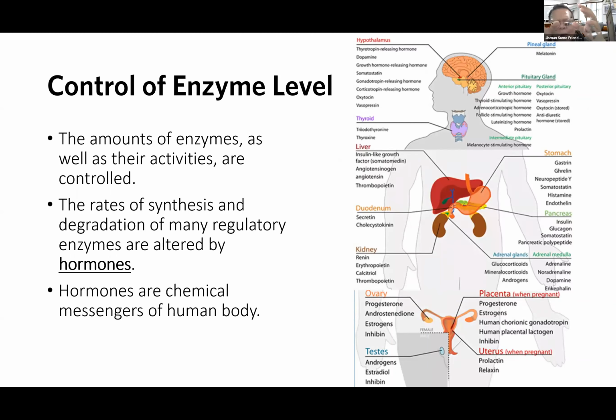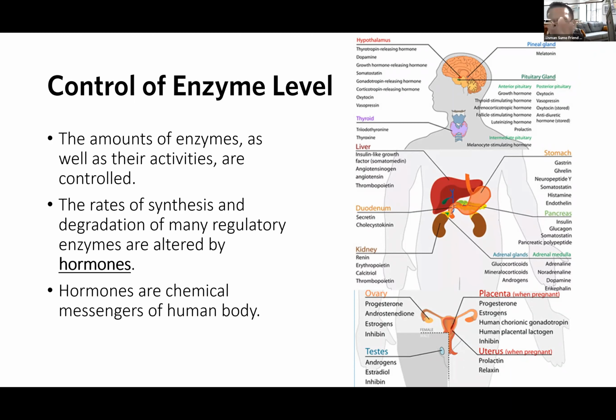Now let us discuss the control of enzyme level. The amount of enzyme as well as their activities are controlled. The rate of synthesis and degradation of many regulatory enzymes are altered by hormones. Hormones are chemical messengers of the human body.